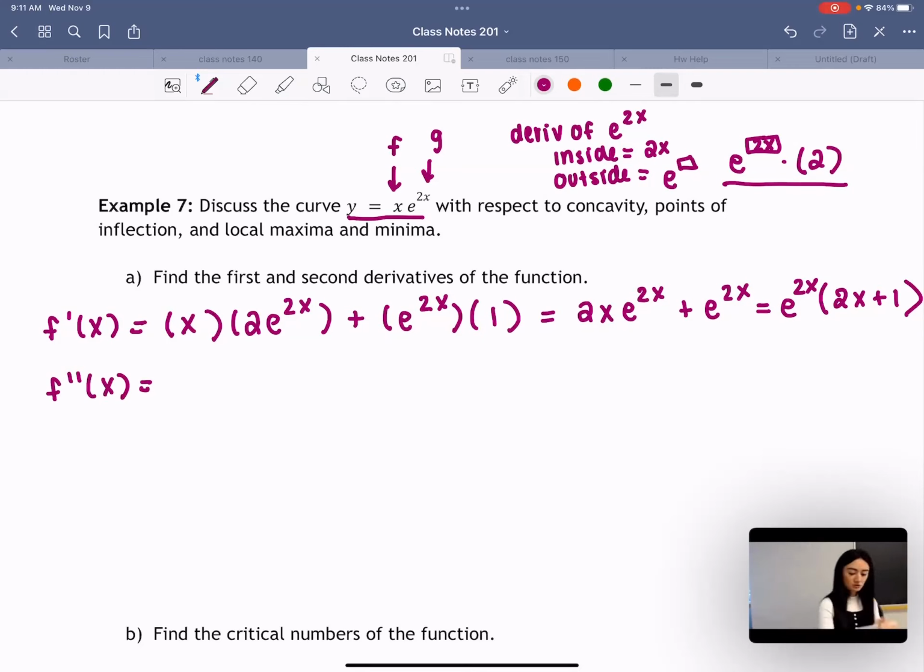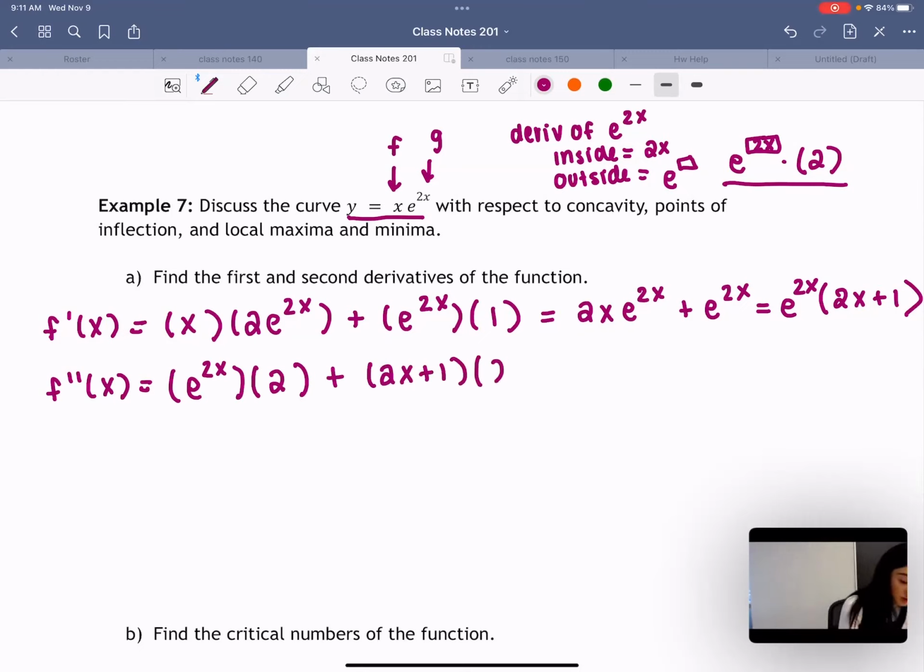So let's just do product rule again. We need to do the first, e to the 2x, times the derivative of the second, which is 2, plus the second, 2x plus 1, times the derivative of the first, which we said up top was 2e to the 2x. Okay. Cleaning this up, looks like we have 2e to the 2x plus 2x plus 1 times 2e to the 2x.